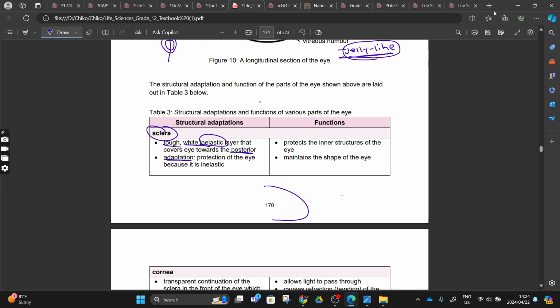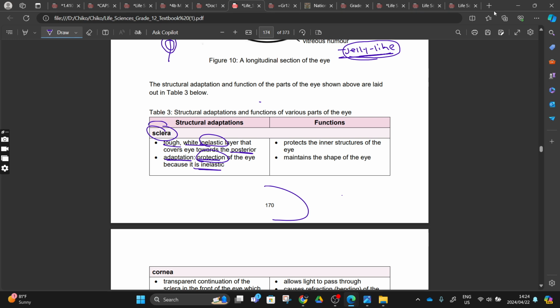Adaptation, they will ask you about adaptation. The adaptation is that it is inelastic. For it to be inelastic, it brings the protection of the eye. Due to it being inelastic, it maintains the structure of a human eye, right? When you say human eye, it's round, it's a ball, it's because of this sclera.